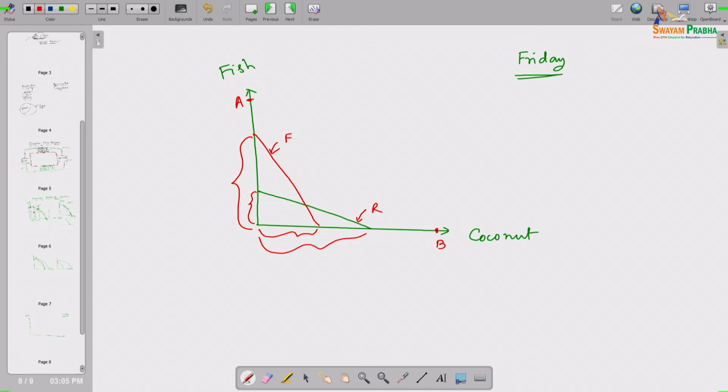Now, suppose they are starting with point A. Now, at point A, only fish is being captured, so only fish is being produced, so they are bored with fish consumption. They want some fish and some coconut in between, right. They want to consume a little bit of fish and a little bit of coconut as well. What do they have to do from point A? They have to withdraw some labor from fish production to coconut production. Now, the question is, whose labor?